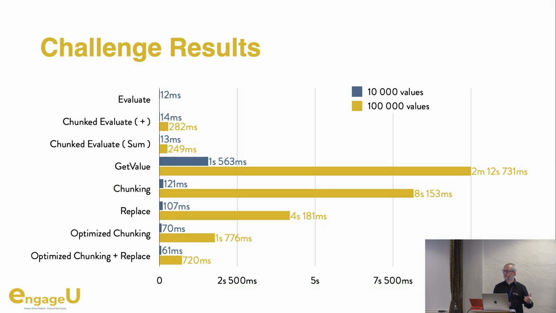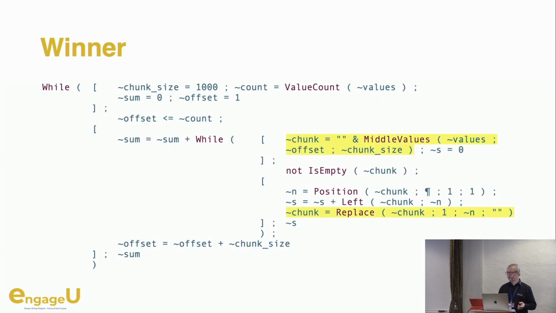Funny was that if we combined this method with the replace method, we got even better results. So in the end, we got very close to whatever we could get with evaluate for the iterating. So this is the winning calculation to calculate the total of a list of values without using evaluate. The highlighted part here is the key. The first part at the top is the chunking, and the second part is the replace method.